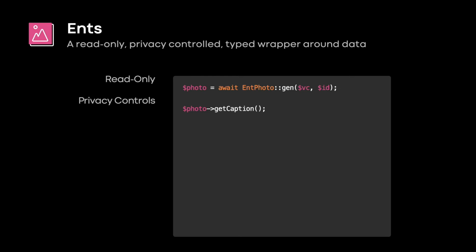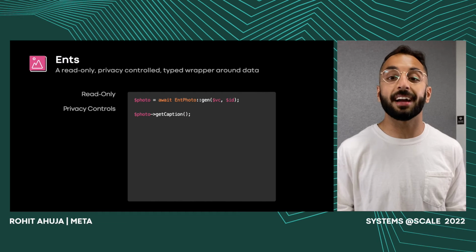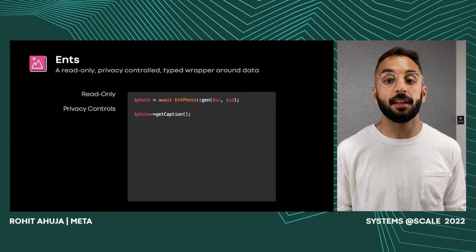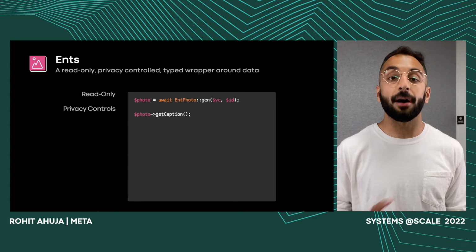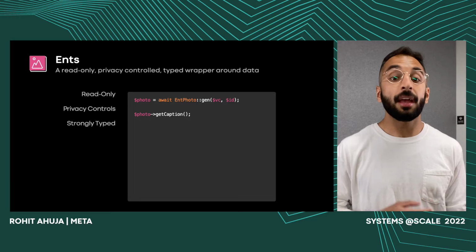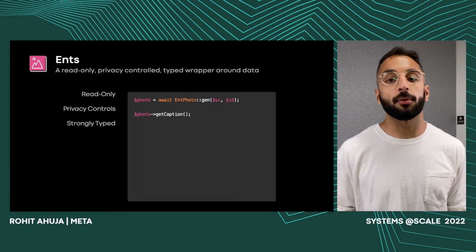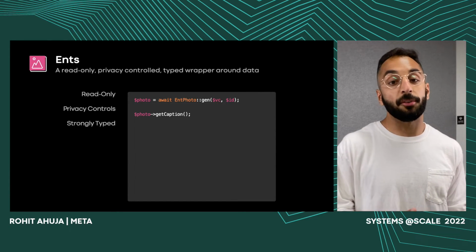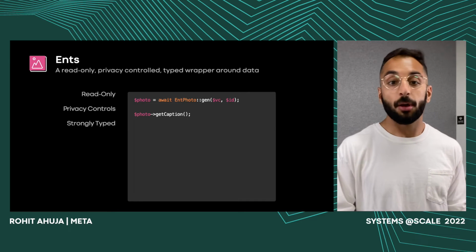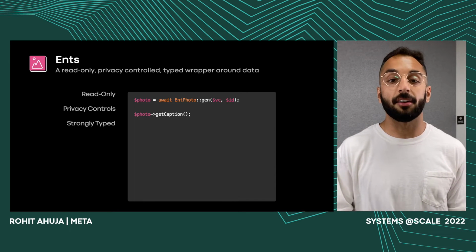Ents allow for enforced privacy controls. Every Ent has a privacy policy. Patricia will go over this later, but an Ent will not be returned if the privacy policy denies the viewer that's trying to load this data. This is the thing that we're most concerned about at the company. Ents are strongly typed because they're object-oriented. Fields are accessed through typed methods like getCaption. We'll talk about how these methods get defined later on.